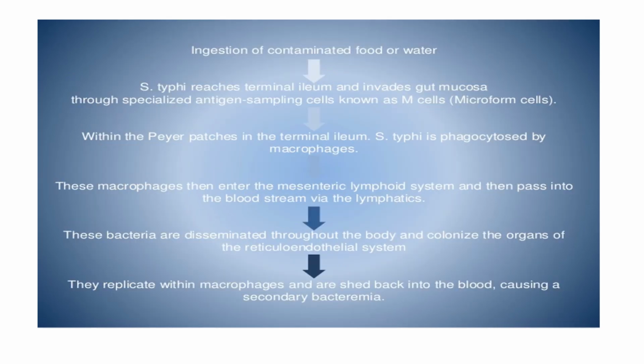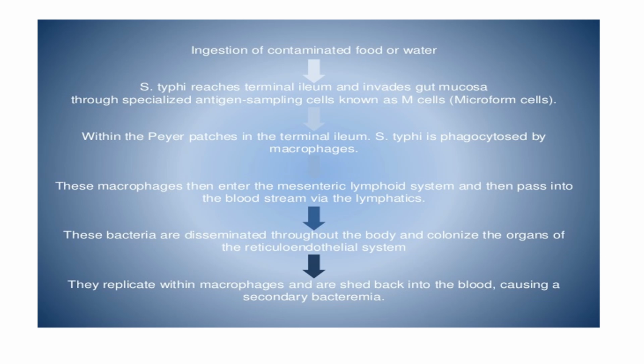So this is a very important slide. We have to see the sequence of events which occurs during the course of illness. First of all, when a person ingests food or water contaminated with Salmonella typhi, it reaches from our mouth to the terminal ileum, where it invades the gut mucosa through specialized antigen sampling cells, called M cells, within the Peyer's patches in the terminal ileum.